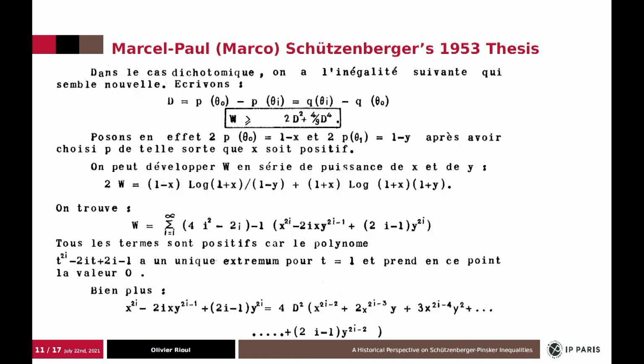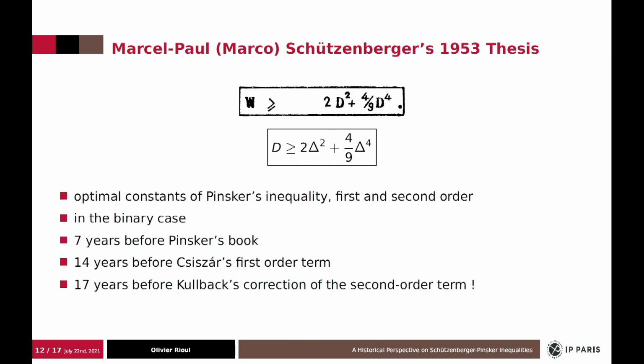Now, coming back to his thesis, this was what his thesis contained. It actually contained Pinsker's inequality with first and second order, and that was 7 years before Pinsker. All right. And this D was, for him, the difference between P and Q, so it's actually our delta, and W was the Wald information, as he called it, which for us is the divergence.